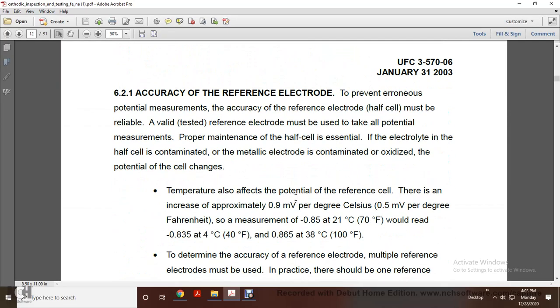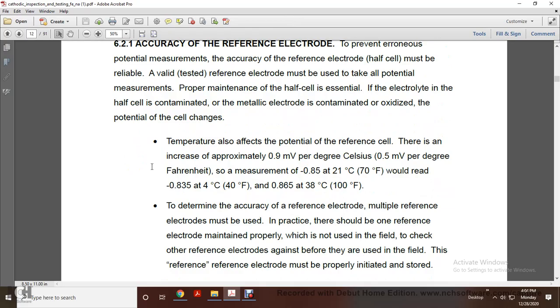Alright, 6.2.1 Accuracy of the reference electrode. A prevalent source of erroneous potential measurement is the accuracy of the reference electrode, so the half cell must be reliable. A validated reference electrode must be used for all potential measurements, properly mated with the half cell electrolyte. The half cell may be contaminated, or the metal electrode may be contaminated or oxidized, which changes the cell potential. Temperature also affects the potential of the reference cell. There is an increase of approximately 0.9 millivolt per degree Celsius, so a measurement of negative 0.85 at 70 degrees Fahrenheit would read 0.835 at 40 degrees Fahrenheit and 0.865 at 100 degrees Fahrenheit.